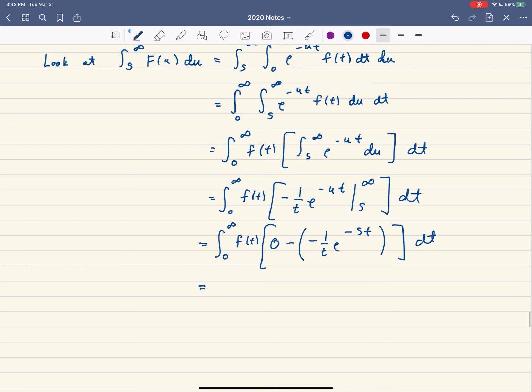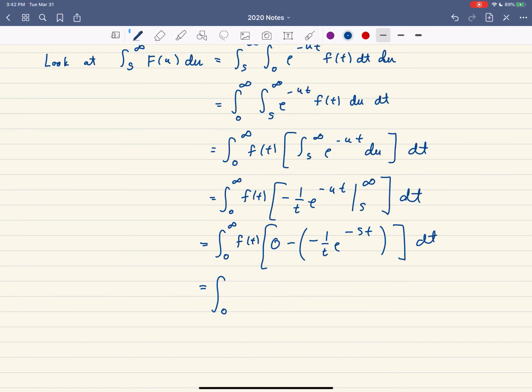If we unwrap everything and look at it, what we end up with is the integral from 0 to infinity. This is going to turn out to be a plus, so plus e to the negative st times f of t over t dt. And that is exactly the Laplace transform of f of t over t.